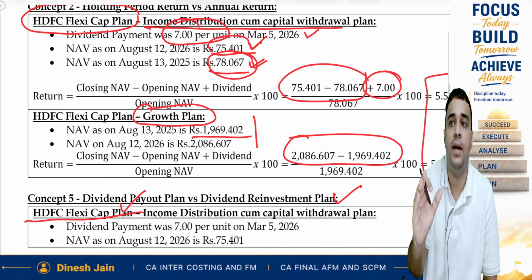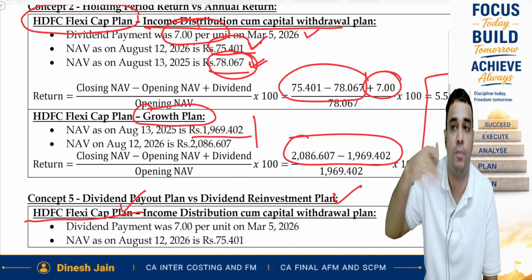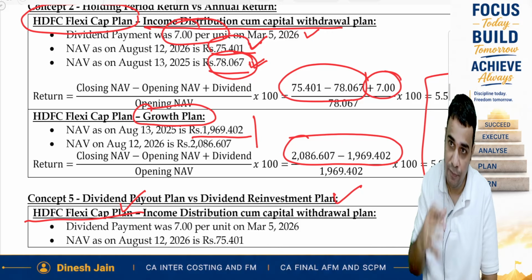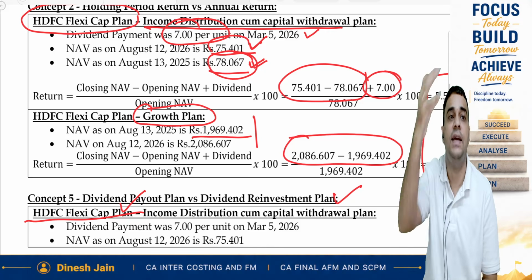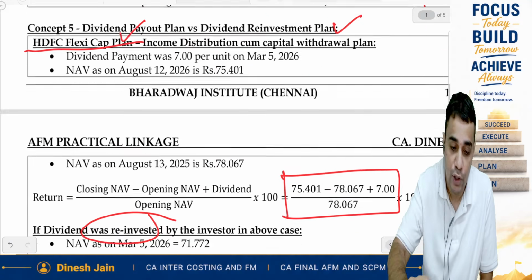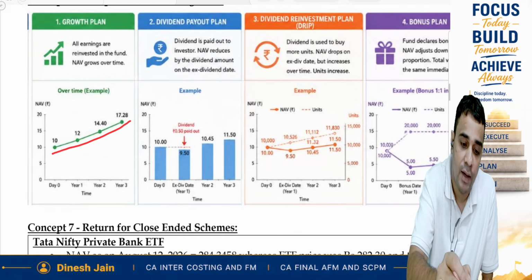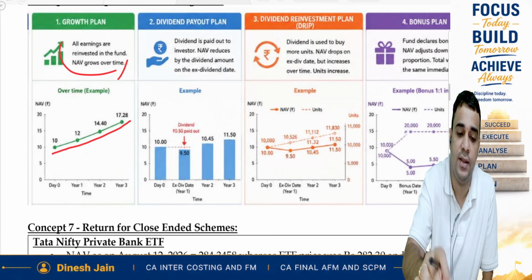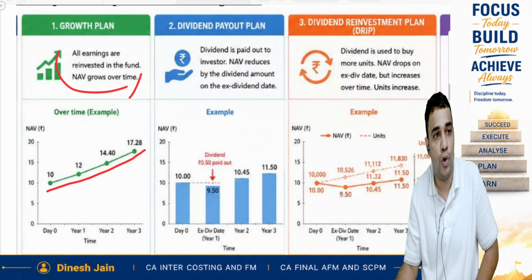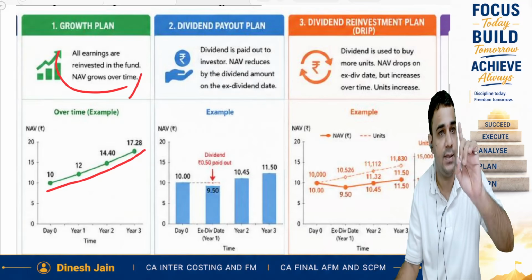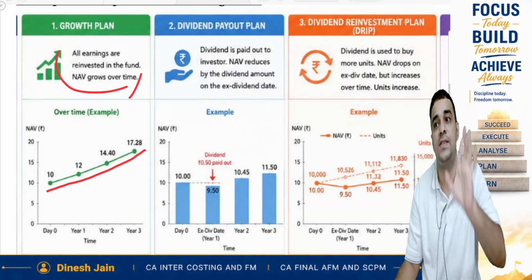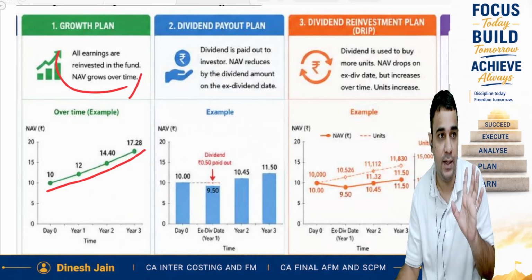But in a dividend plan, I keep giving back your money. In a growth plan, instead of giving back, I keep reinvesting the money into shares, bonds, debentures. So in a growth plan, all earnings are reinvested in the fund and NAV grows over time. Classic example, HDFC Flexi Cap: 1989 versus 75.